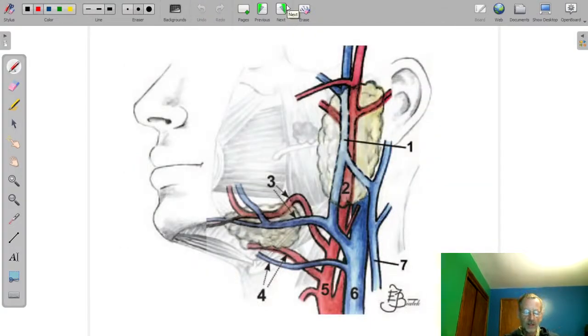Okay, so here's an illustration that I found that's just good practice. You should be able to identify most of this stuff. Pick something that's easy to get started. For example, maybe 5. Should be able to identify that as the external carotid. That would make this the internal carotid, and this would make this the common carotid, CC.